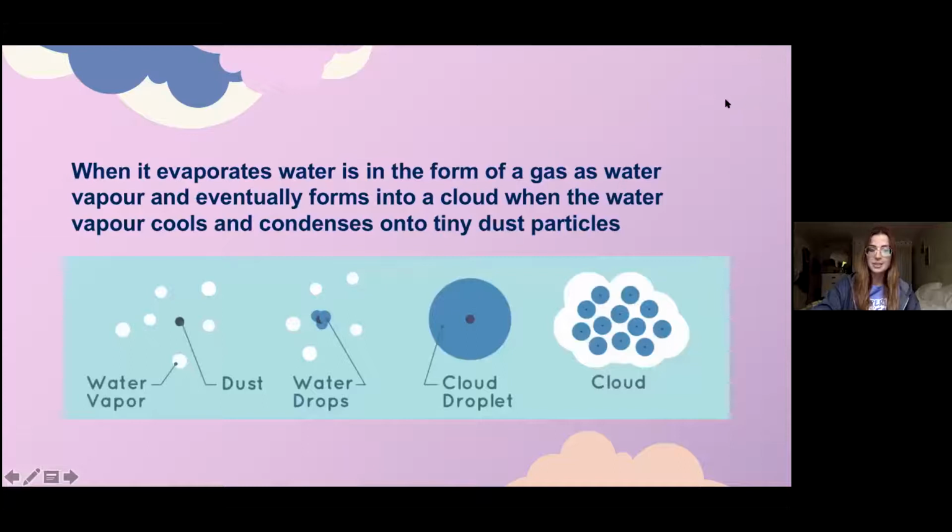And here is just a diagram showing you how these clouds actually form. So when the water evaporates, so that means when the water is going back into the atmosphere, it needs to cling on to little dust particles. And when it does, that's what forms our cloud.